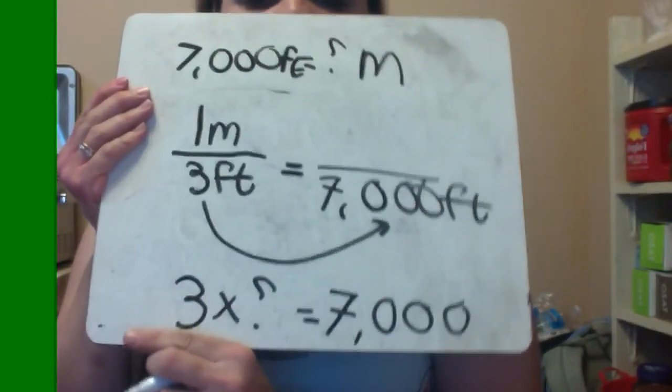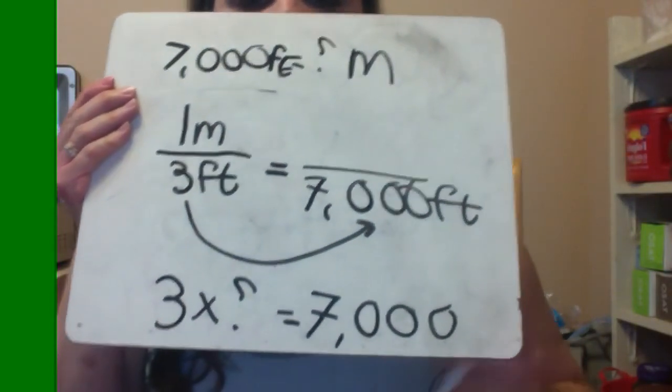So to undo this, I need to divide by 3. So basically, I'm just taking this over and flipping it. 7,000 divided by 3, which I can use my calculator, which is actually about 2,333. So that would be our answer in meters.